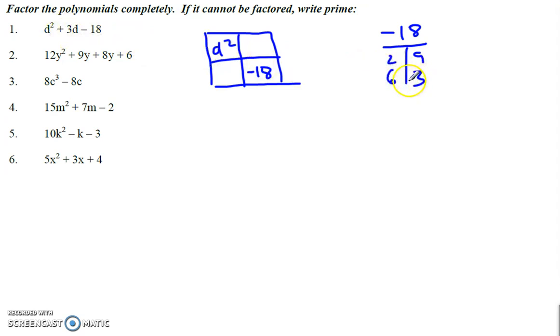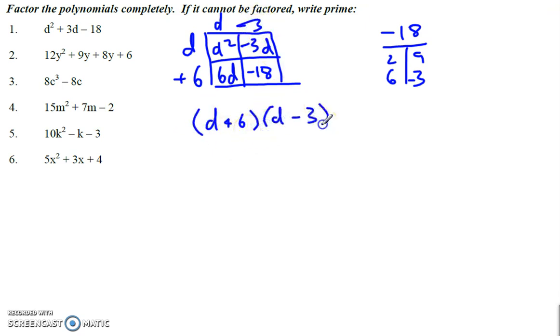So if 3 is negative, and it doesn't matter what box it goes into, it makes that positive 3. Factor out a d here, factor out a 6, positive 6. Factor out a d there, negative 3. So the factors are d plus 6 times d minus 3. Notice this said to factor, not to solve. So that's your answer right here.